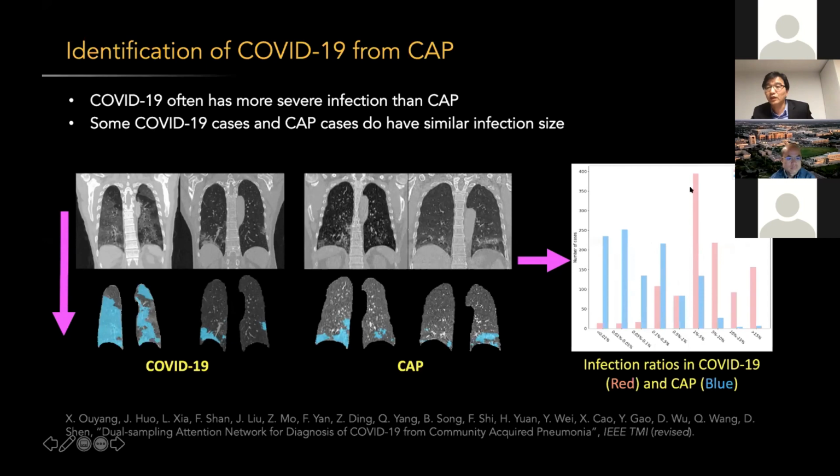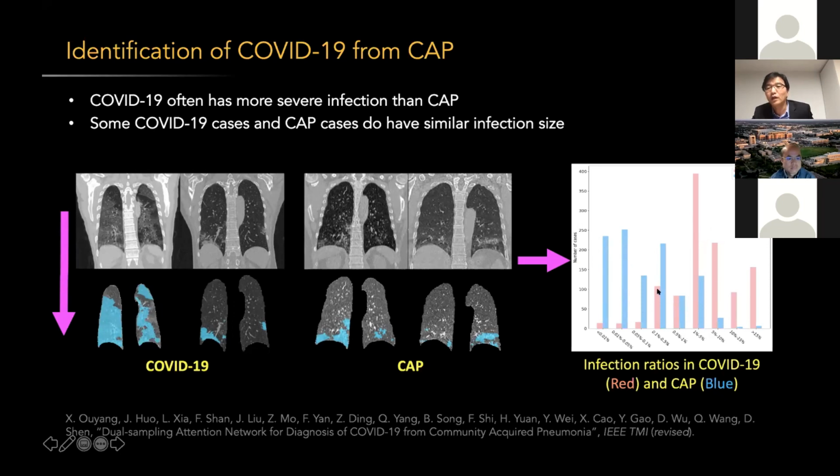And you see a lot of COVID-19 subjects have a large infection size, but for CAP you have a small number of subjects. On the other hand, for small infection sizes, you have a large number of CAP subjects, and for COVID-19 you have a small number. So the most difficult part is the medium size of infections.